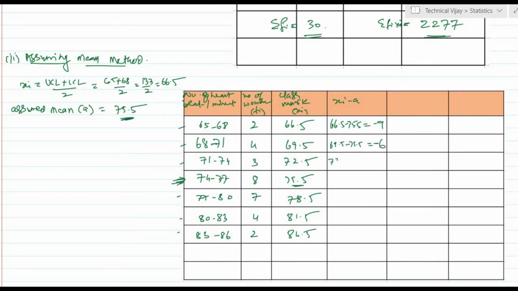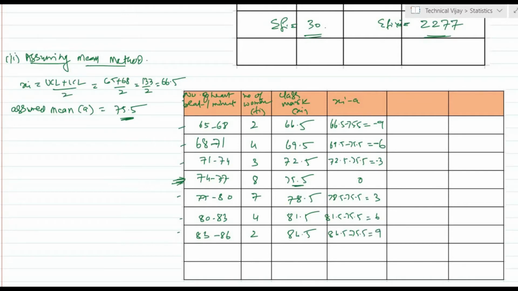Okay. So 72.5 minus 75.5 is equal to minus 3. Here this is 0, because 75.5 minus 75.5. Then 78.5 minus 75.5 is equal to plus 3. So here 81.5 minus 75.5 is equal to plus 6. And 84.5 minus 75.5, okay, this is plus 9.